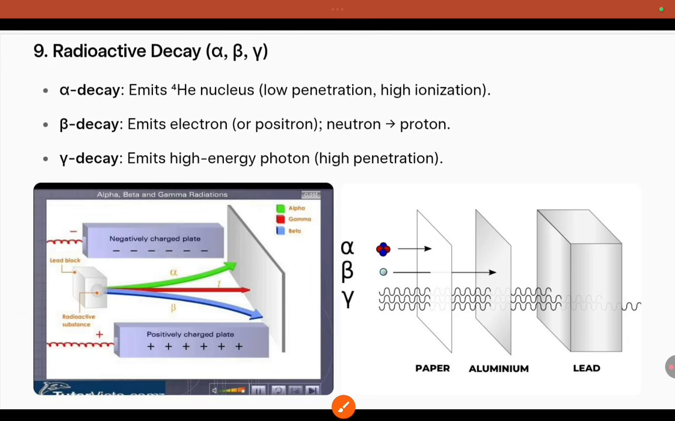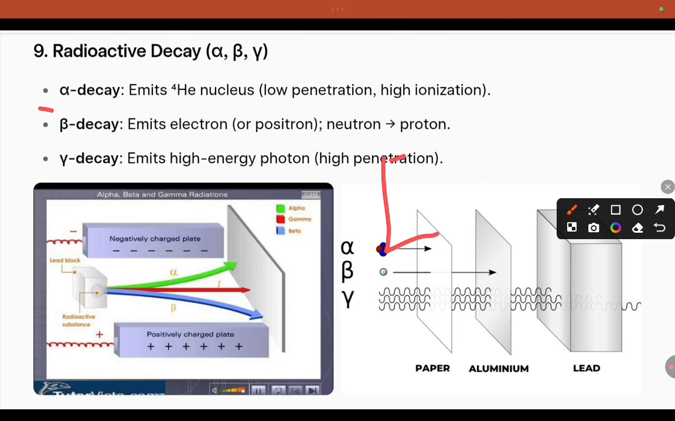Radioactive decay. Radioactive decay is nothing but, when an element is placed in an external field, it is gradually reducing in size. The lifetime is reducing, the size is reducing, and that we call the decay. This decay we consider as alpha decay, beta and gamma.